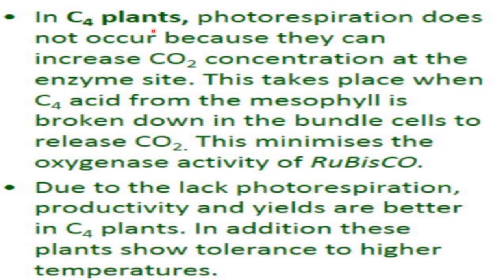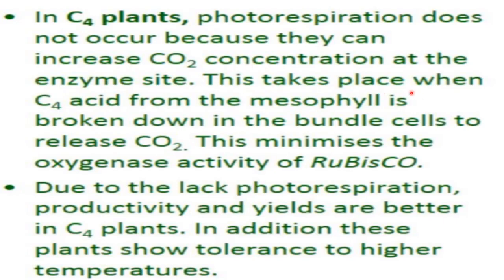Now, if we talk about C4 plants, in C4 plants this photorespiration does not occur. We discussed in the special features of C4 plants that photorespiration doesn't occur because they can increase CO2 concentration at the enzyme site. As we discussed in the C4 pathway, in bundle sheath cells, when C4 acid converts into C3 acid, there is release of carbon dioxide, and the enzyme Rubisco is also present there. So we can say these plants can increase CO2 concentration at the enzyme site, right?